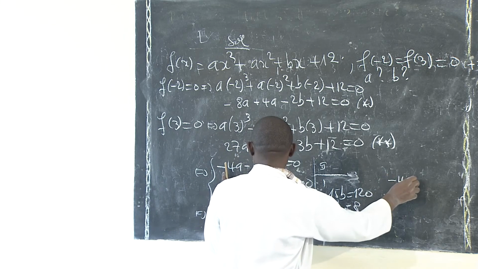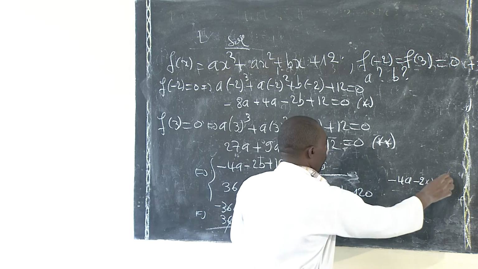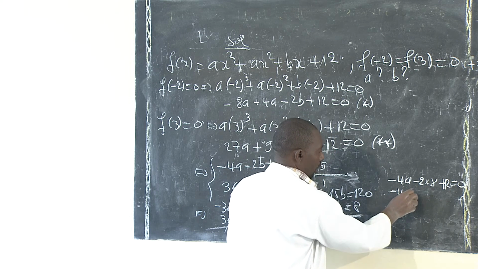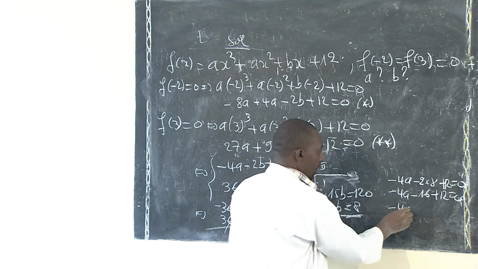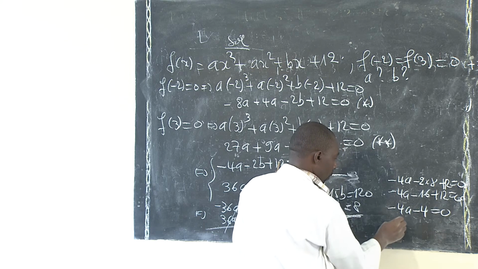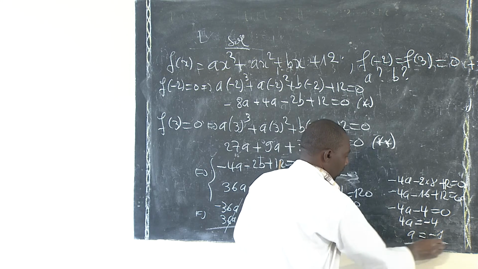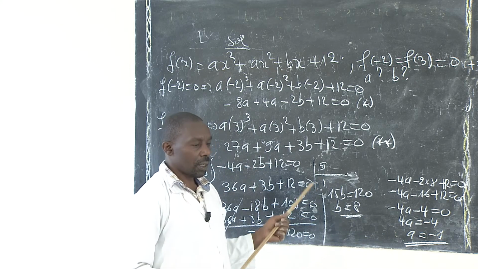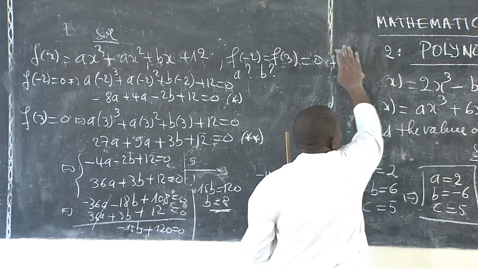We can find the value of a from here. Minus 4a minus 2 times 8 plus 12 equals 0. This is minus 4a minus 16 plus 12 equals 0. Minus 4a minus 4 equals 0. 4a is equal to minus 4. Then a is equal to minus 1. Very simple. We have the value of a, we have the value of b.